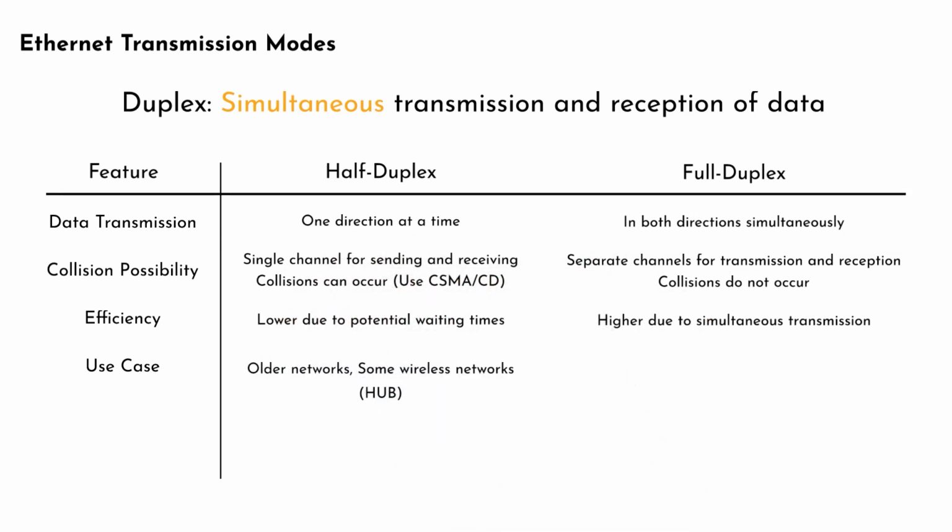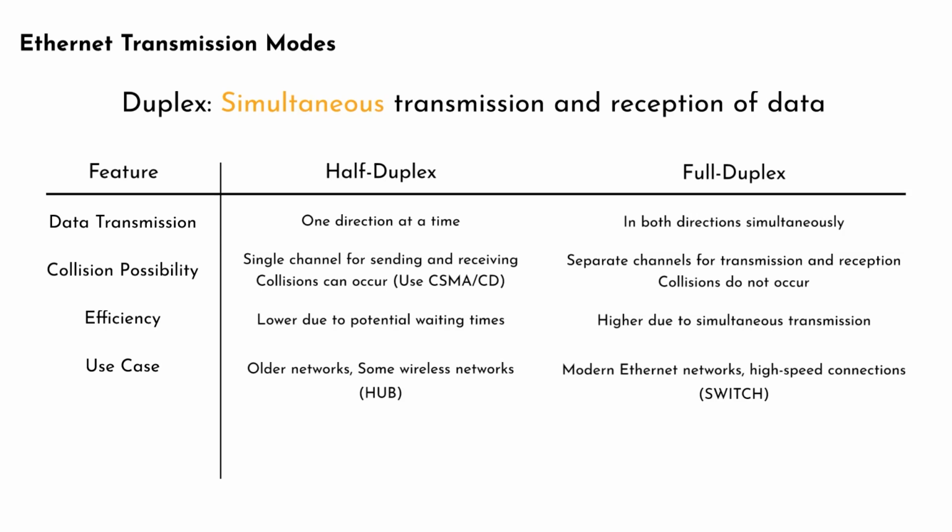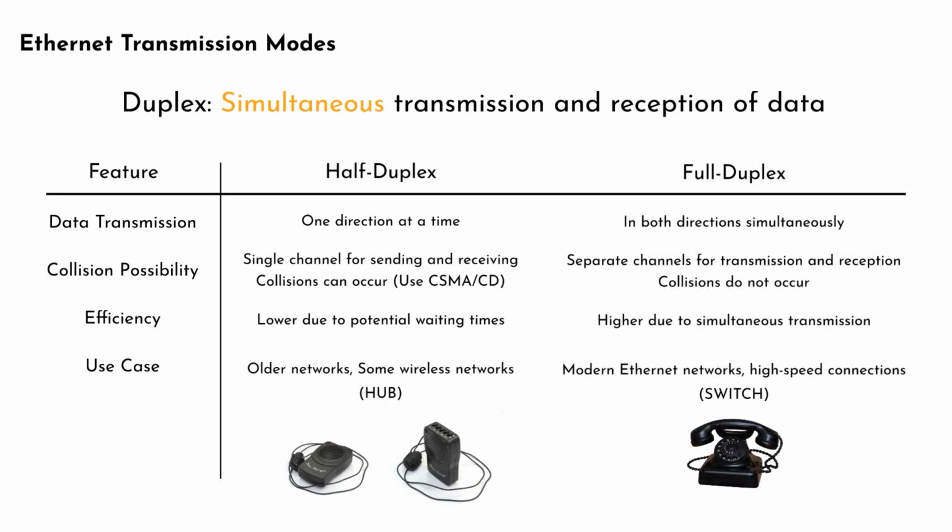Half-duplex is typically found in older networks, often using hubs, or in some wireless networks. By contrast, full duplex is the standard in modern networks, where switches are used to enable simultaneous data transmission and reception, offering superior performance. Half duplex is akin to a walkie-talkie system, where one party speaks while the other listens, whereas full duplex operates more like a phone call, allowing for two-way communication without interruption.